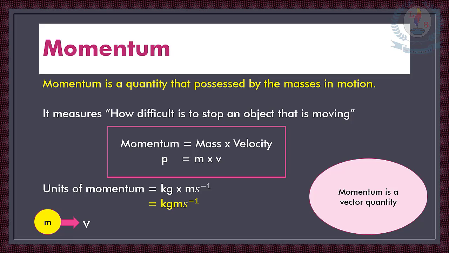Momentum is a vector quantity because velocity is a vector quantity. It has a direction and a magnitude.